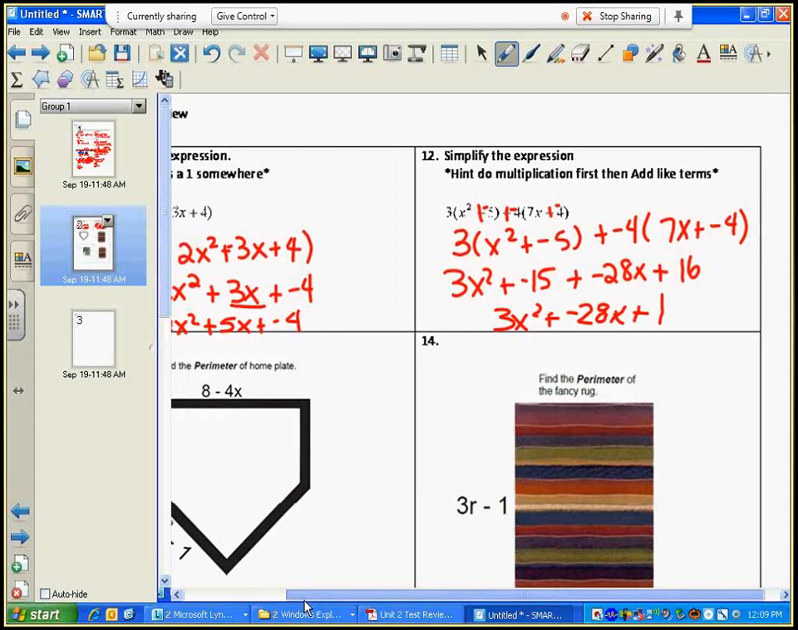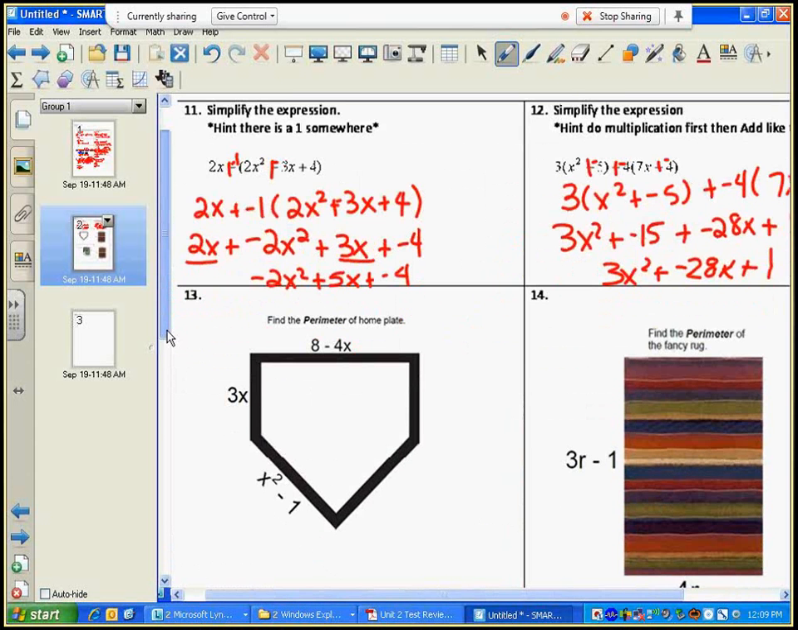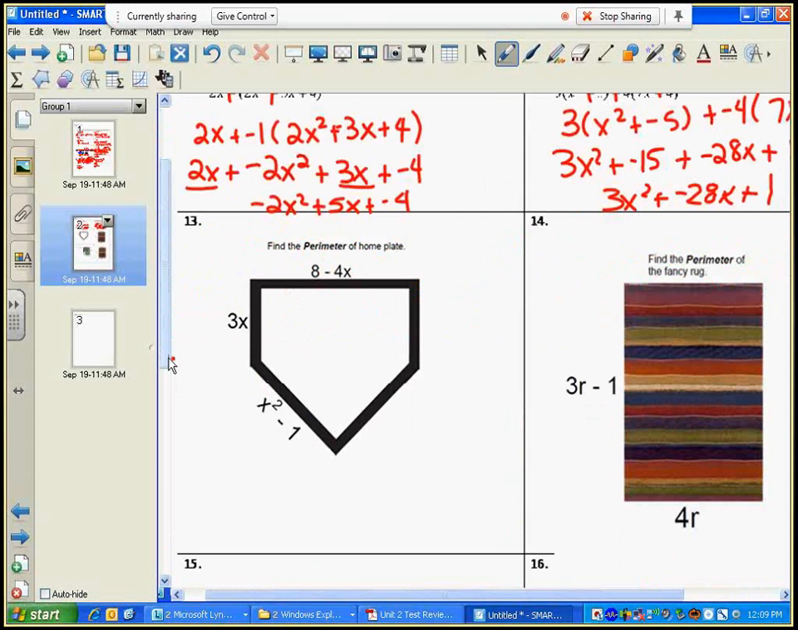Find the perimeter of the figure. Well, I know that if this side is 3x, this side is 3x, and if this length right here is x squared minus 1, I'm trying to find the perimeter. All I'm doing is adding up sides.